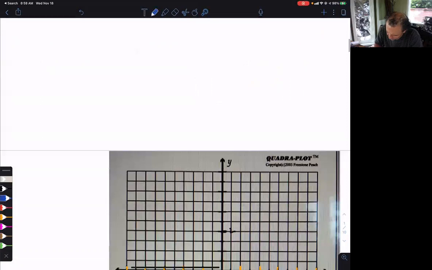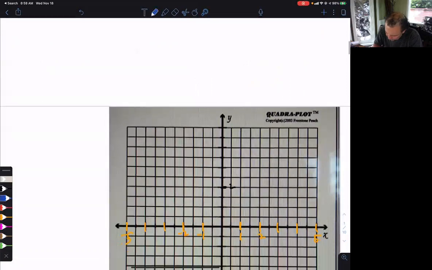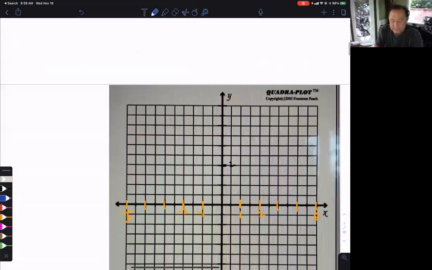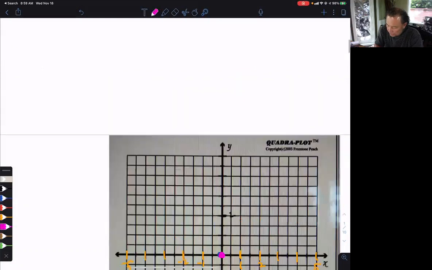It goes through that point. Let me do a brighter color. How's that? So that's the first part.